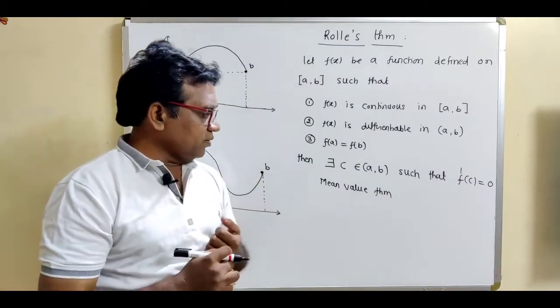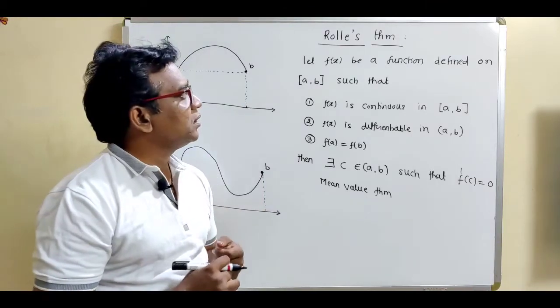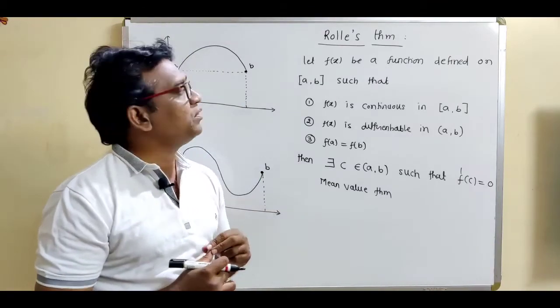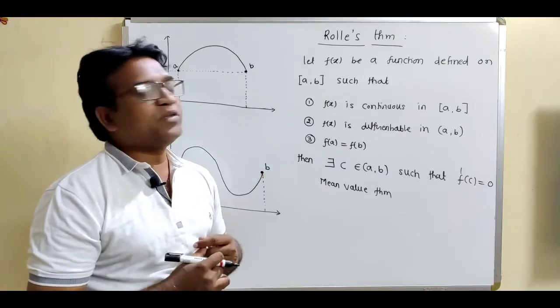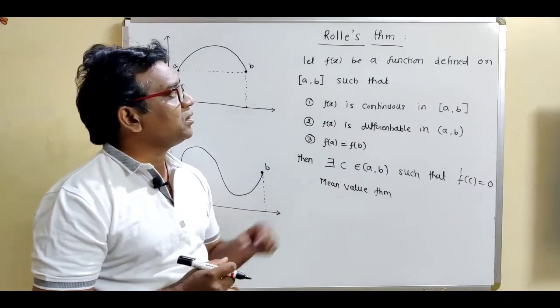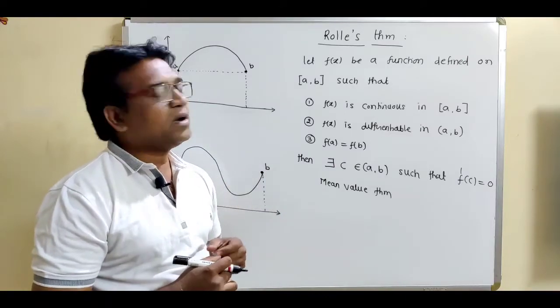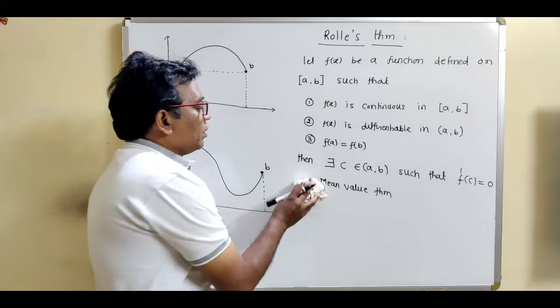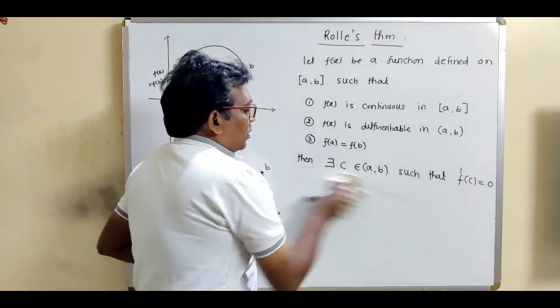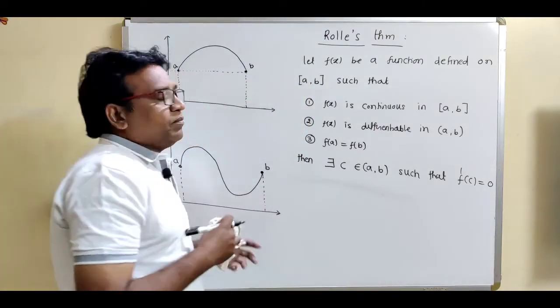Now in this chapter we study three types of mean value theorem. Now this is the first mean value theorem. It is called Rolle's theorem. Now see what is the statement of Rolle's theorem.